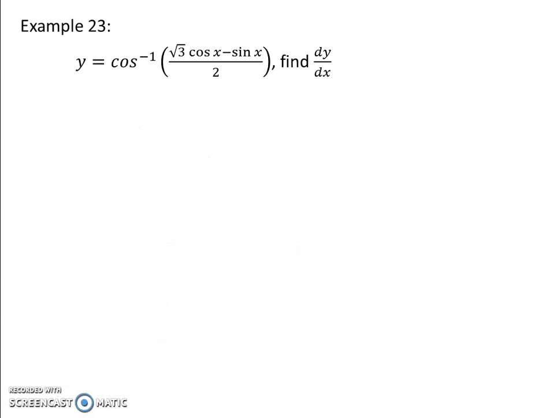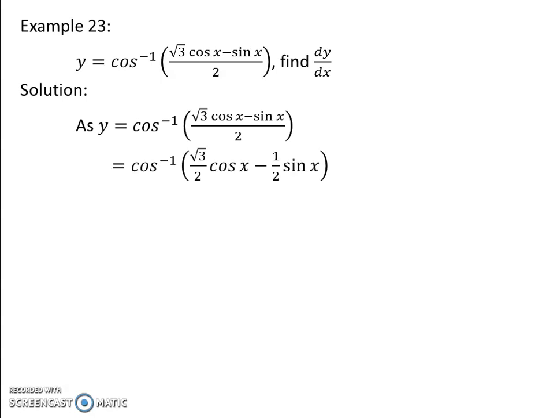Example 23. Y equal to cos inverse of root 3 cos x minus sin x divided by 2. Again the same thing, we have two terms, sin and cos. So we separate the denominator: cos inverse of root 3 by 2 cos x minus half sin x. Outside we want cos inverse, so inside we need cos of a plus b or cos of a minus b. As the middle term is minus, we try to adjust it as cos of a plus b. So if you observe, this should be sin and this should be cos.